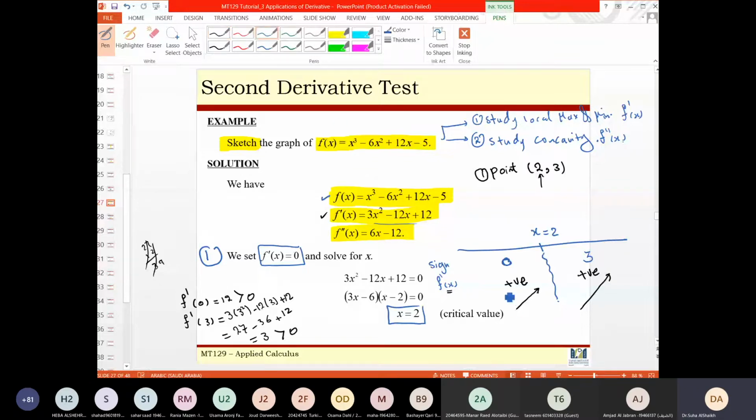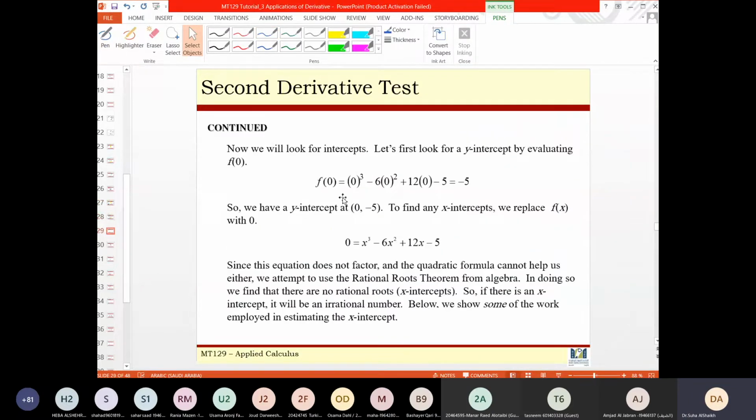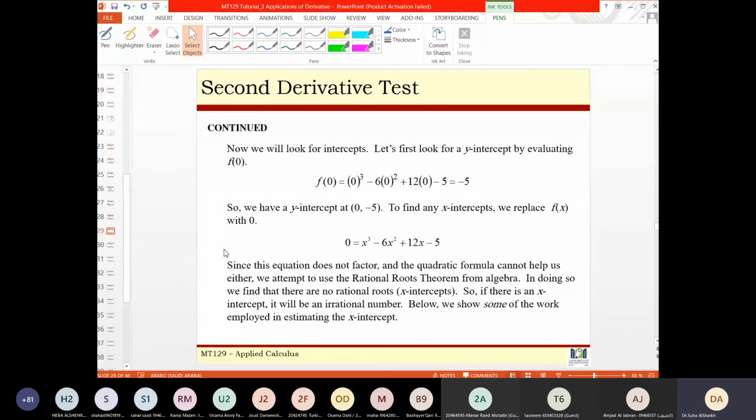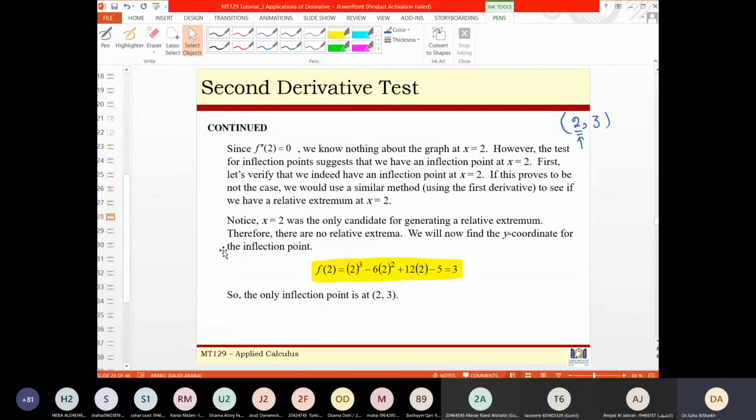What should I do in step number 2? I have to let f double dash equal to 0. I get a point. I study if it is concave up or concave down and whatever. So where is step number 2? They didn't do it here. Yeah. This is step number 2, by letting f double dash x equal to 0.